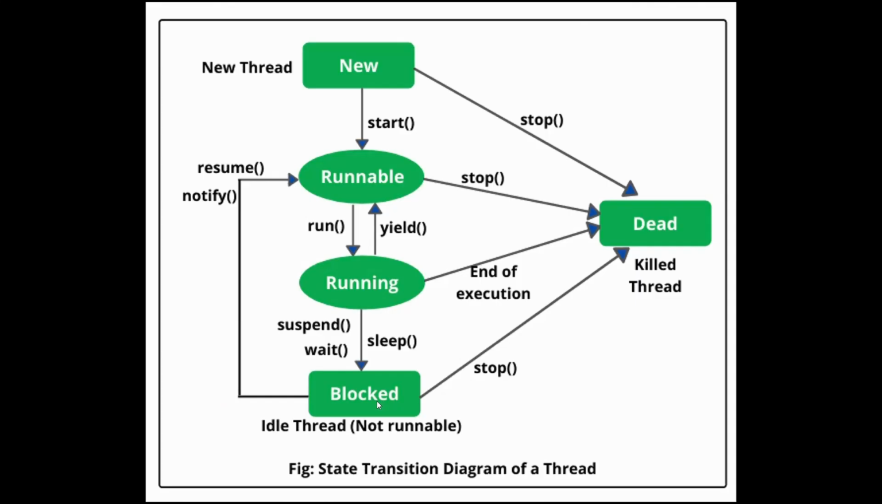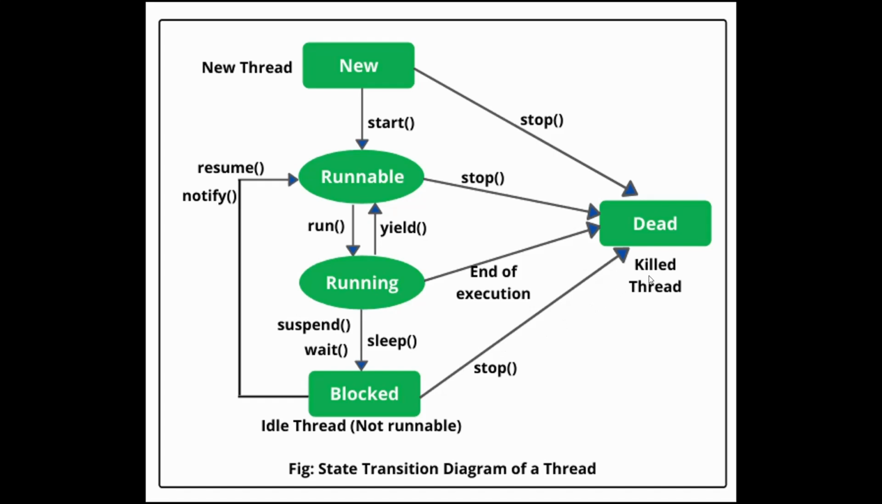The thread comes into the blocked stage, waiting stage, or timed waiting stage. Then, as the thread gets interrupted, it goes to the blocked stage, and after some time it again goes to the runnable stage. It does not directly go to the running stage. It goes to the runnable stage and then it comes to the running stage.